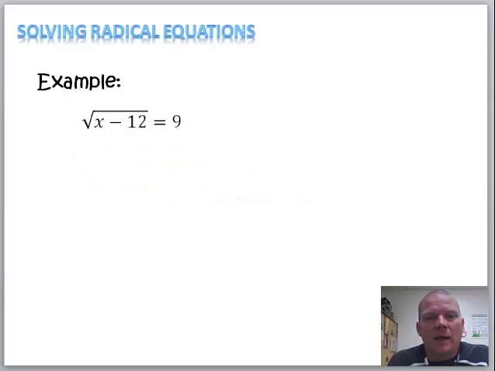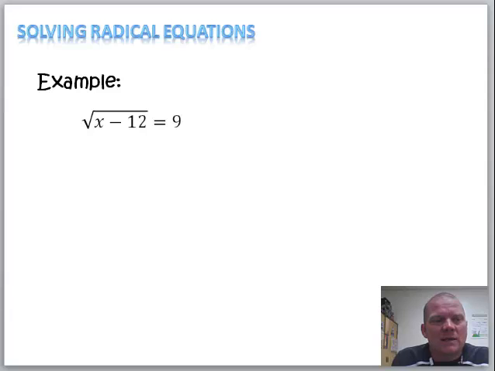All right, if you're ready, here we go. Here's the first example. This is on your paper. This is the square root of x minus 12, and that's going to equal 9. Now, the first step said for us to get the radical by itself. Well, if you'll notice, the radical is by itself. This side is just the radical, so it's all by itself.